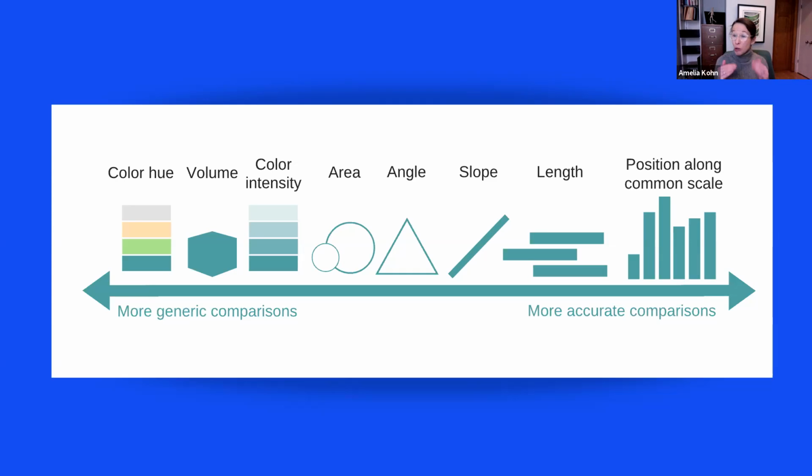But if you showed me 2 lines along a common scale, looking at the other end of the spectrum, I could pretty confidently say, oh yeah, that line is about twice as long as the other line. So when we want our viewers to make really accurate comparisons, we're going to want to use things like a bar chart that uses encodings like position along a common scale. But when we're okay with just generic comparisons, we can use things like color and area and angle.